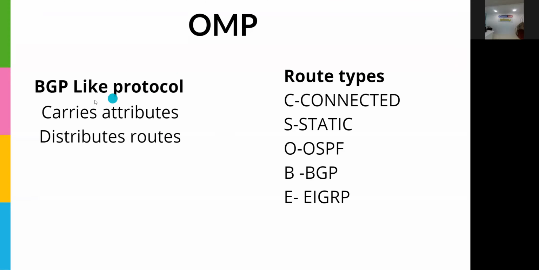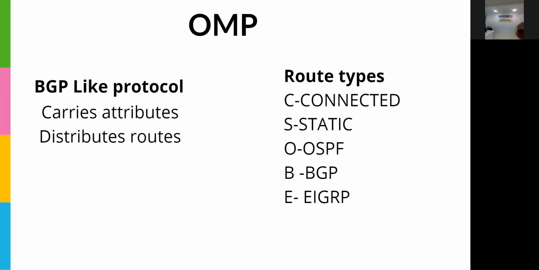So it's a BGP-like protocol where you can carry attributes, and that's the reason we call it BGP-like, and you can distribute routes to all the sites. You need a protocol to distribute the service VPNs, the private subnets, because IPsec is just encrypting and decrypting. Who will provide the communication? Who's going to provide the protocol for communication?